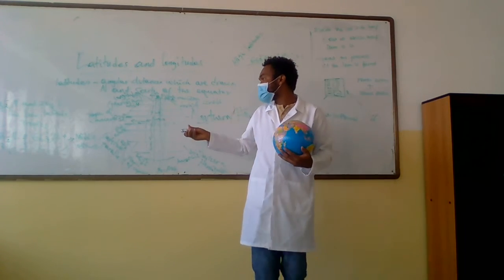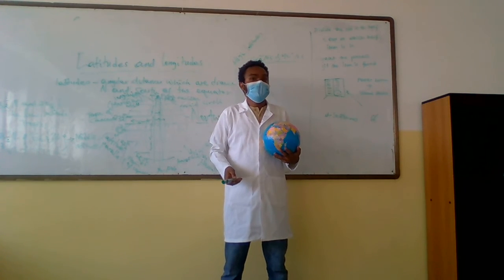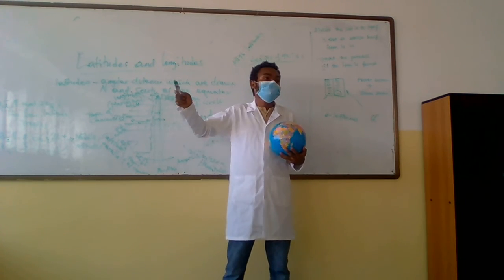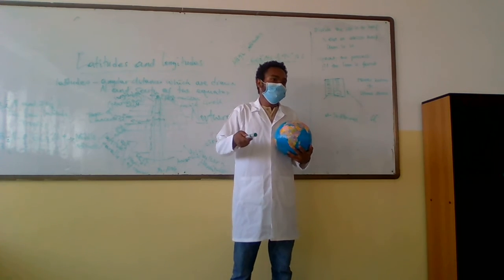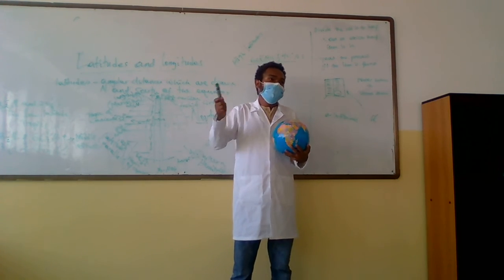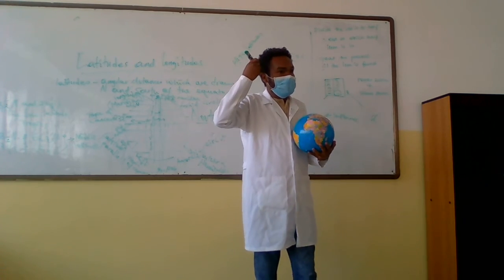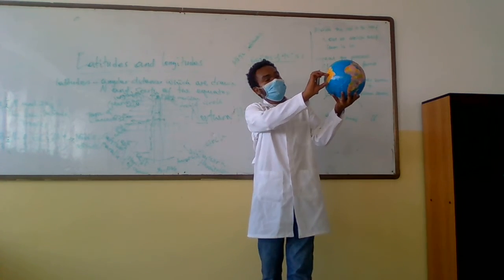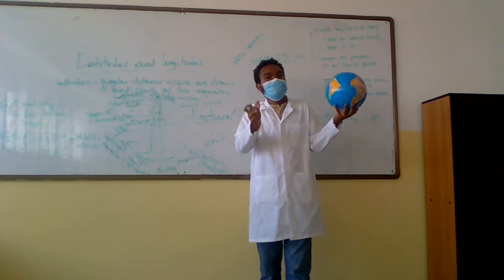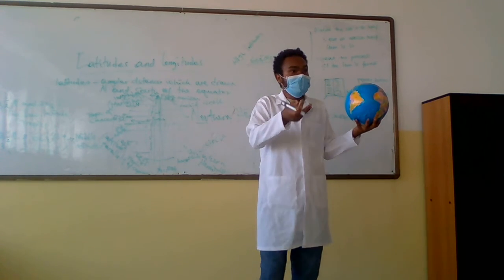The low latitude is called the tropics. There is overhead sun throughout the year. In Africa, for example, around the tropics, there is overhead sun throughout the year. This is what makes us peculiar.